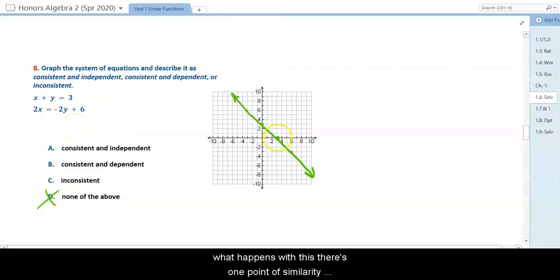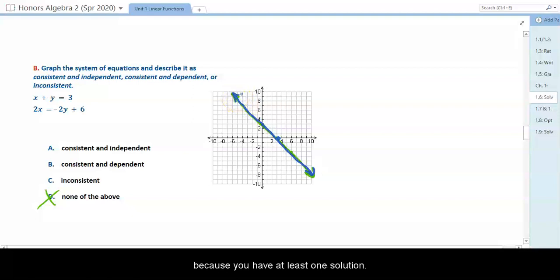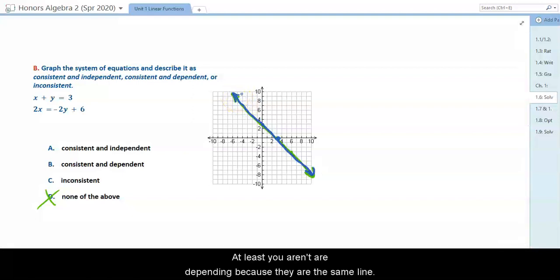Let's see what happens with this. There's 1 point of similarity. Will it be the same line or will these intersect? Well, when we do the y-intercept, 0 for x, solving for the y, we've done this backwards. But 0 for y, solving for x gave us 3. 0 for x, that's the steps we just did, would have given us 3 here. And so we see that these are the same line. And so if they're the same line, remember they're consistent because you have at least one solution. But these two lines are dependent because they are the same line, okay?